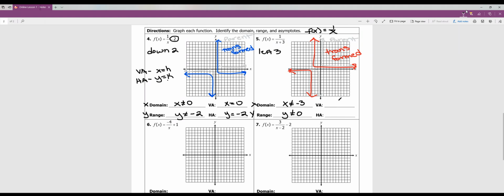Now again, vertical asymptote, x equals h. Remember, when we talked about the formula for our function, it's x minus h plus k. Now if I have a +3 here, that means that h had to be negative because x minus a negative becomes positive. So h here is -3. So our vertical asymptote is going to be at x equals -3. And again, our horizontal asymptote is when y is equal to k, but I don't have a k out here. So our horizontal asymptote is at y equals 0.